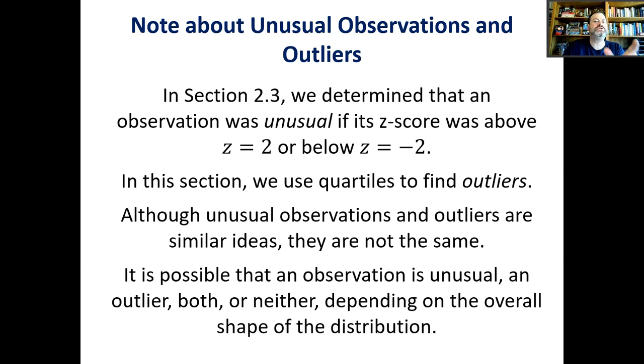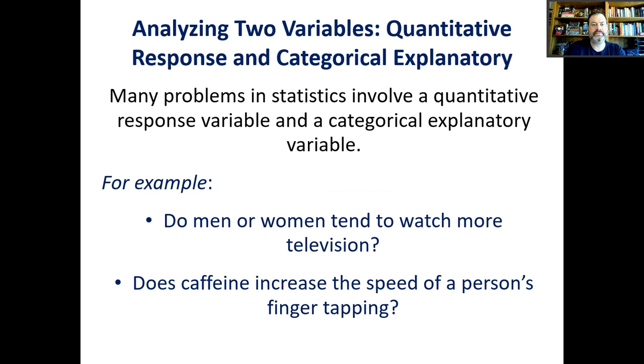If you hear unusual observation, you're going to use the z-score method, where you just compute the z-score and determine if the z-score is bigger than 2, less than -2. If it's an outlier and you have to compute it, you have to use the IQR method that we just saw. It is possible that an observation is unusual and outlier, both or neither, depending on the overall shape of the distribution. So although they are related concepts, they're not the same ideas. A lot of terminology.